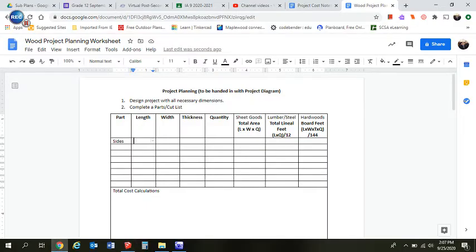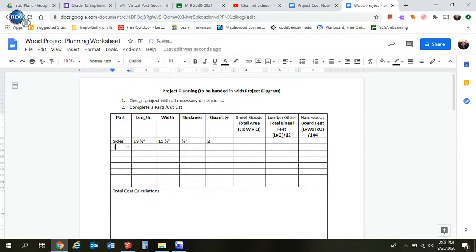So we can input that, so our length, and the length is usually just whatever the longer measurement is. Okay, so 19.5 inches. Our width of that is 15 3/4 of an inch. The thickness for all of this, with the exception of the back, is going to be 3/4, and that's really important that we keep track of what thickness the material is. All right, so the quantity. How many sides do we have? We have 2. Okay, now we're going to skip down. We're not going to worry about this part over here. This is part of our cost calculations, and so we're going to move on down.